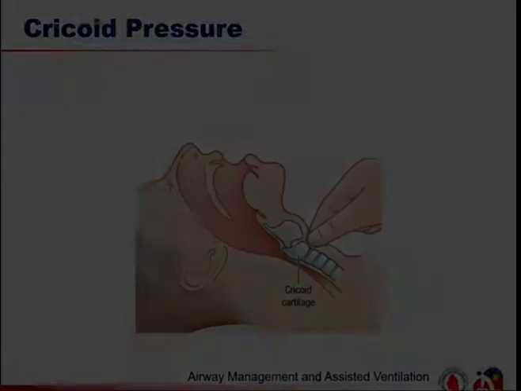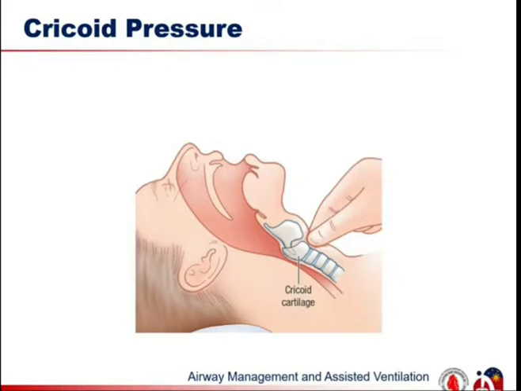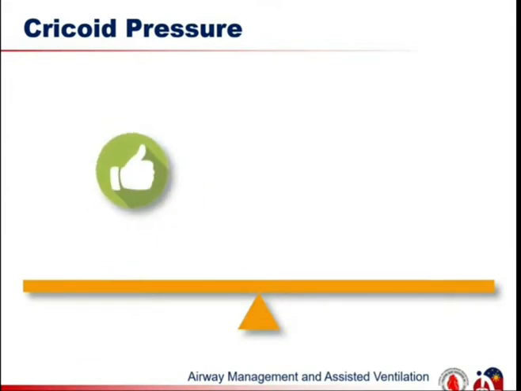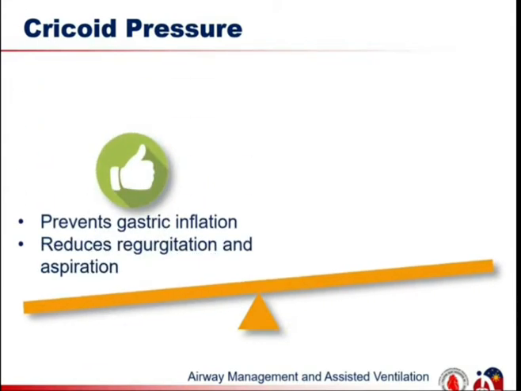Another maneuver that is thought to protect the airway is cricoid pressure. It involves applying pressure over the victim's cricoid cartilage, pushing the trachea posteriorly, and compressing the esophagus against the cervical spine. Cricoid pressure can prevent gastric inflation and reduce the risk of regurgitation and aspiration during bag valve mask ventilation.